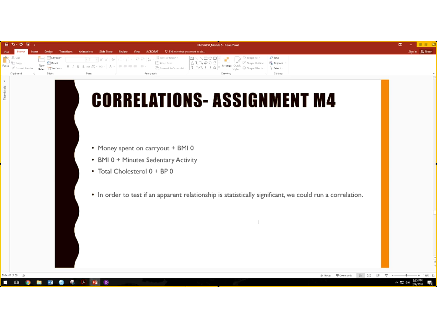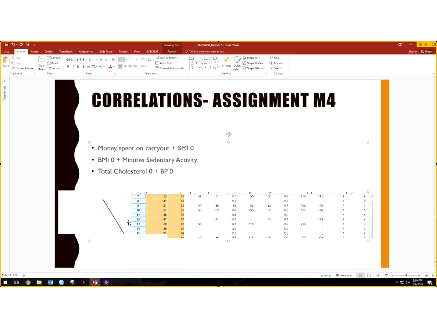So what you're going to do for your assignment M4 is you're going to put all of these, so you have three different things I want you to look at: money spent on carry-out and BMI, BMI and minutes sedentary activity, total cholesterol, and blood pressure. So it's 1, 2, 3, 4, 5 different variables, because BMI and BMI are the same variable. So it's 5 different variables, but you're looking at 3 different comparisons.